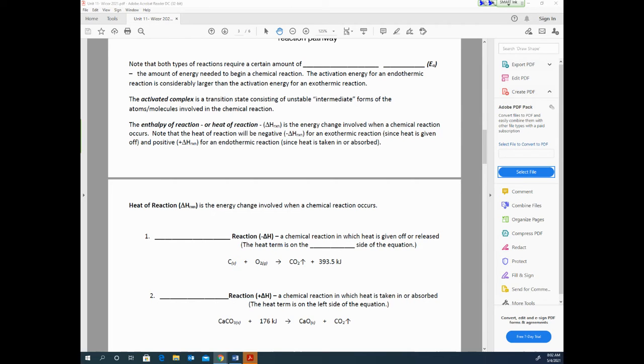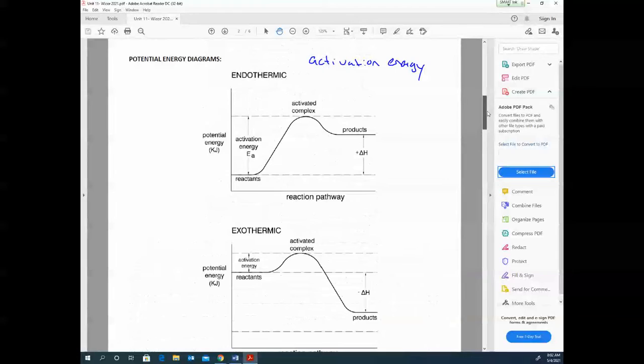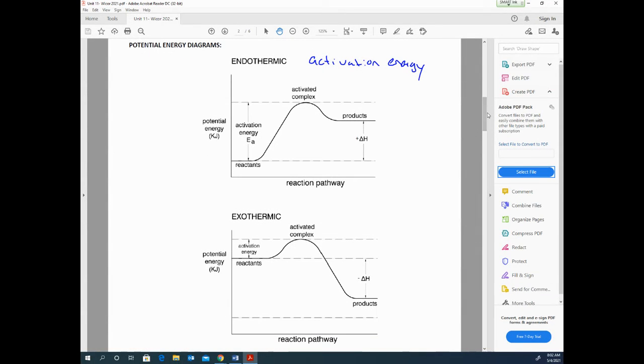So it says, note that both types of reactions require a certain amount of activation energy. In both of our charts yesterday, our exothermic and our endothermic charts, both of them required this activation energy, meaning that you could not get that reaction to start without having at least that much energy to get you to your activated complex, which will actually make the reaction start happening, okay?